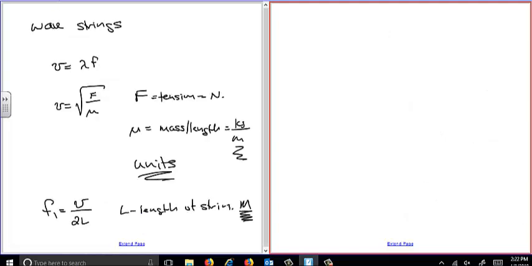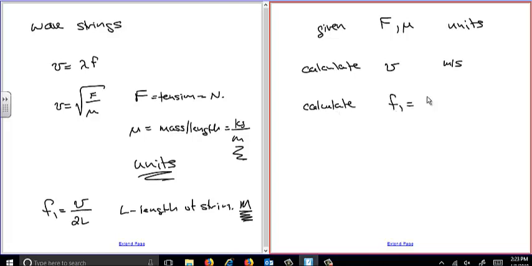So the kind of problem that you would have is, I will give you F and mu. Make sure the units are correct. You can calculate V, given F and mu, calculate V. This is meters per second. And then from that, you can calculate F1. Take the velocity divided by 2L.